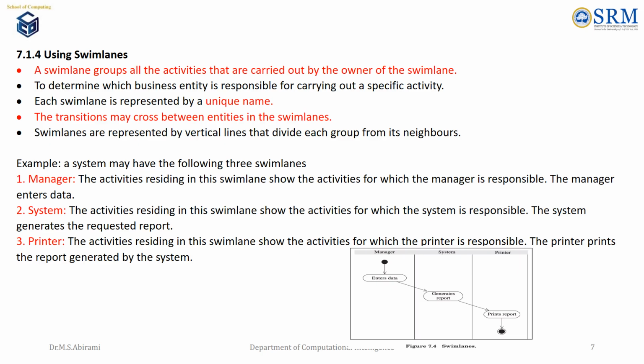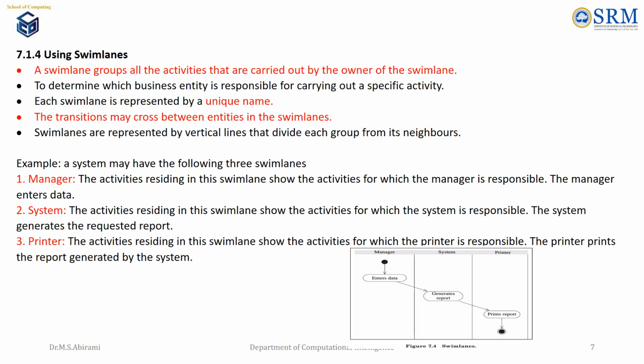For example, in figure 7.4, the system consists of three swim lanes. Those are the manager, system, and the printer. The activities residing in the swim lane show the activities for which the manager is responsible. The manager is responsible for entering the data.